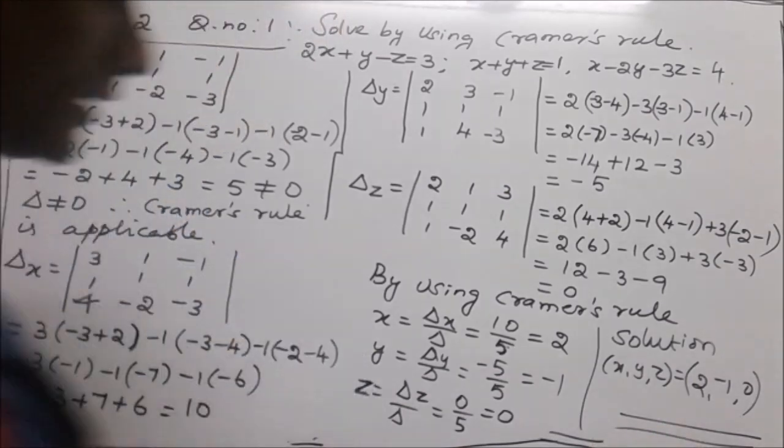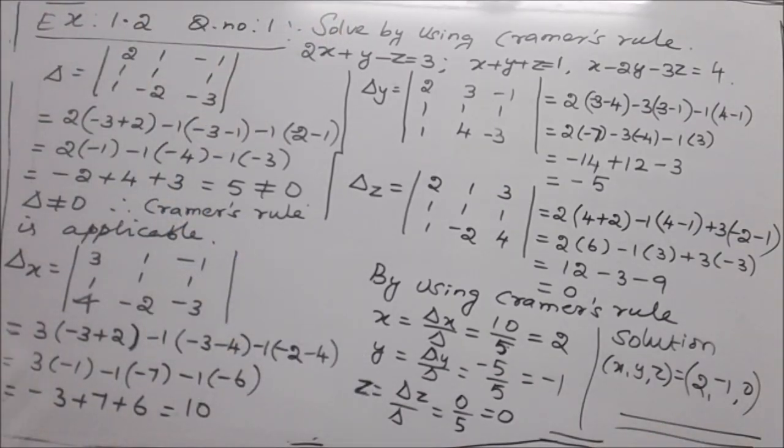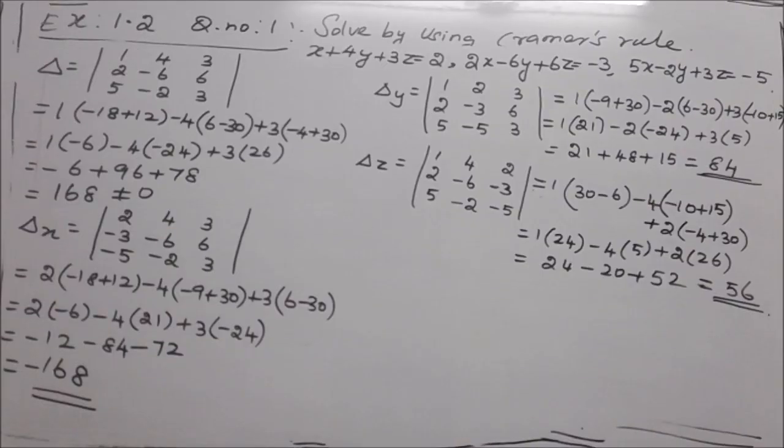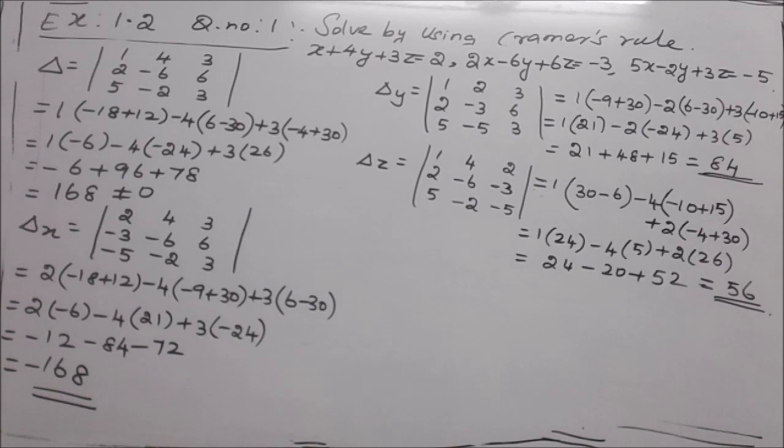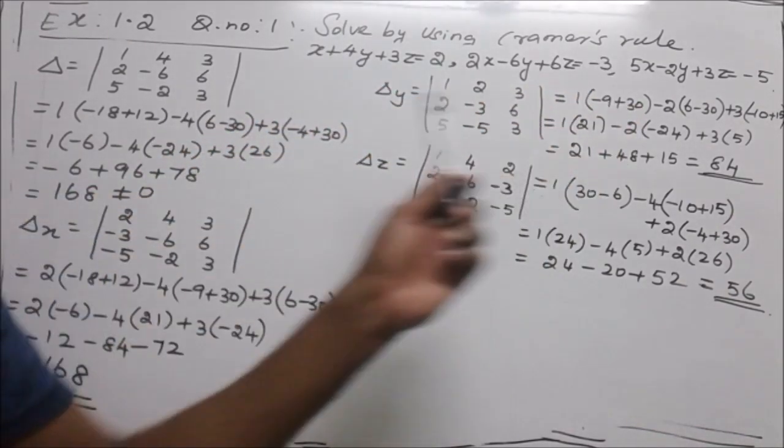This is a very easy method to calculate. This type of problem will be asked in 5 mark. Exercise 1.2, subdivision number 6, subdivision number 5. Now we have another question solved by using Cramer's rule.